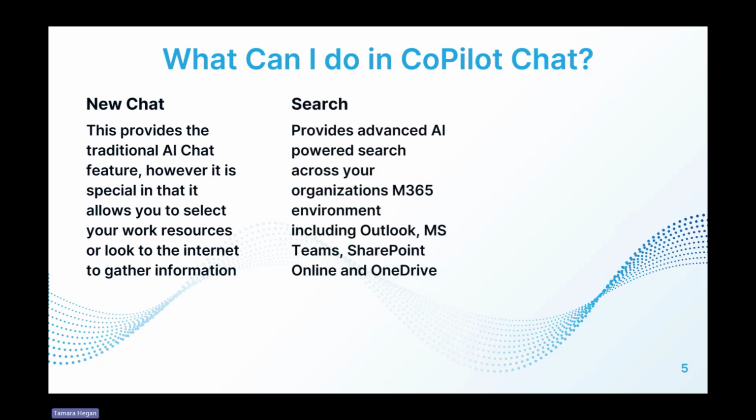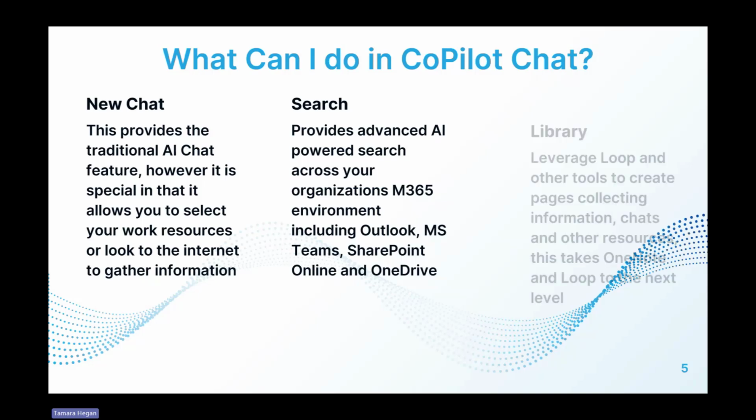Search gives us an AI-powered advanced search that looks across your entire M365 environment to provide results, including Outlook, Teams, SharePoint, OneDrive. So it takes the search that you see directly in SharePoint and applies something like that using AI tools across your entire environment, making it a lot easier to find what you're looking for.